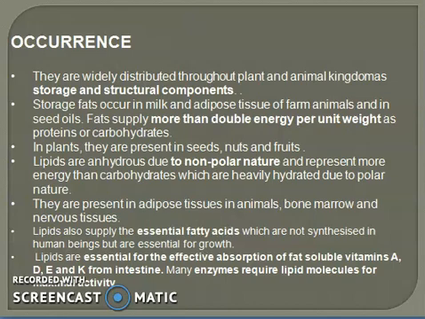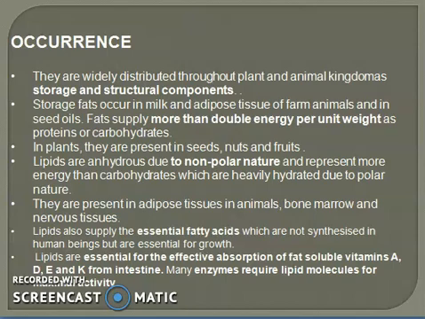Lipids are essential for effective absorption of fat soluble vitamins. There are two types of vitamins: one is fat soluble, another is water soluble. The B series, B1 to B12, and C are all water soluble, whereas vitamins A, D, E, K, ADEK, that is fat soluble vitamins. So remember this: lipids are essential for the effective absorption of fat soluble vitamins A, D, E, K from the intestine, and many enzymes require lipid molecules for maximal activity.